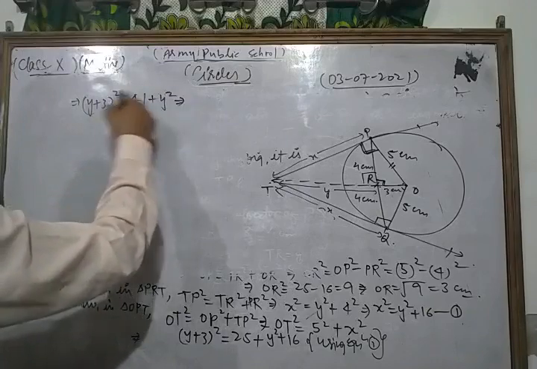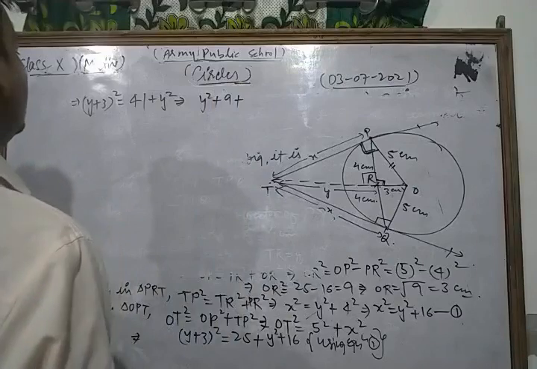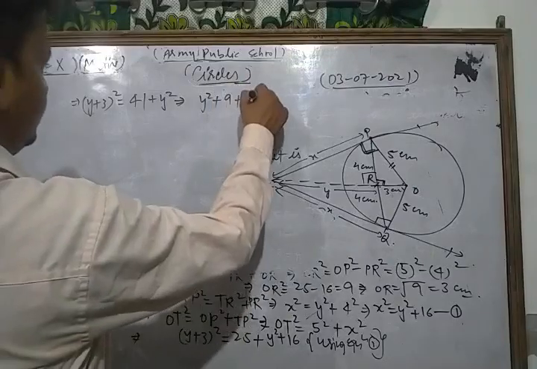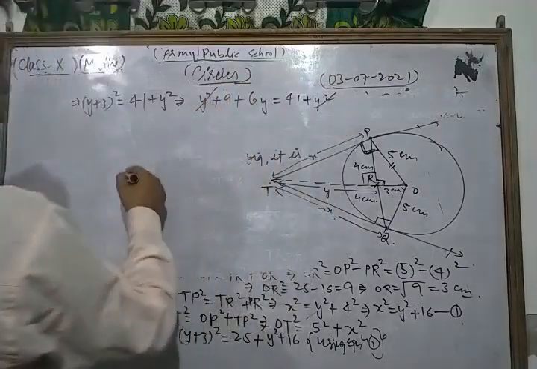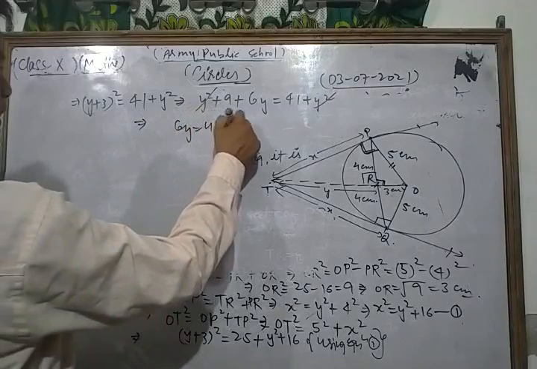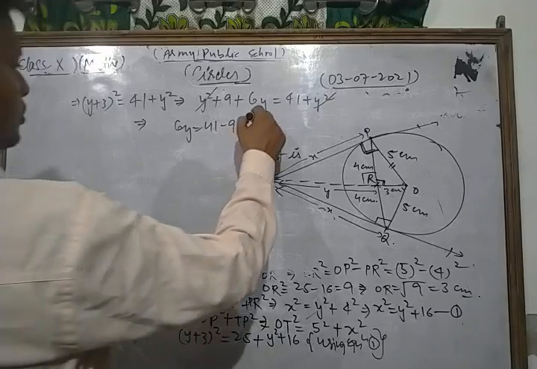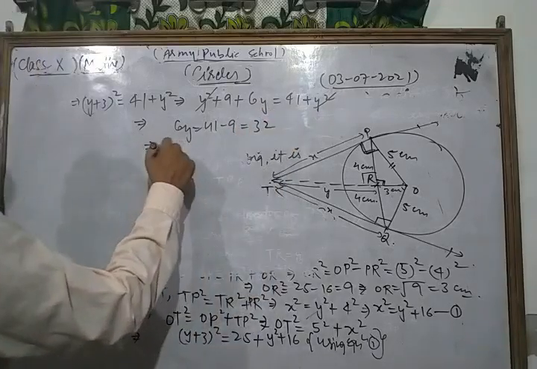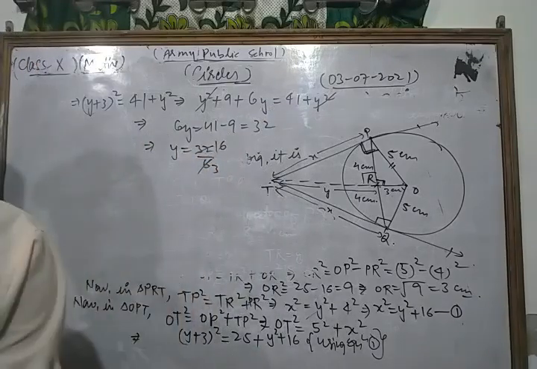Now from there, using a square plus b square plus 2ab, we get Y square plus 6Y plus 9 equal to 41 plus Y square. So Y square cancel to each other. So from there we get 6Y is equal to 41 minus 9, that is 32. So Y is equal to 32 upon 6, this is 16 upon 3.